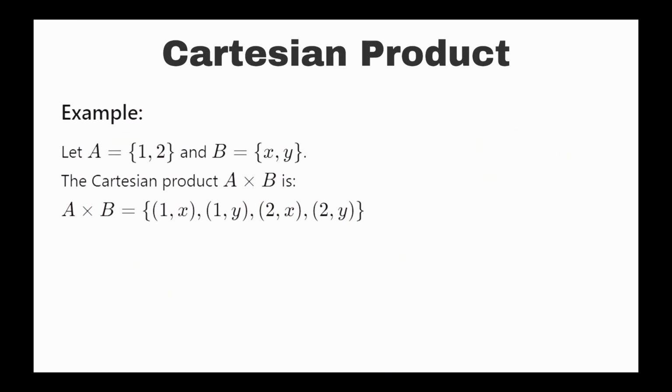Again, the same example has been shown here. A is 1 comma 2, B is x, y. A cross B would simply be 1 comma x, 1 comma y, then 2 comma x, 2 comma y. This means every element of A has been mapped to every element of B.